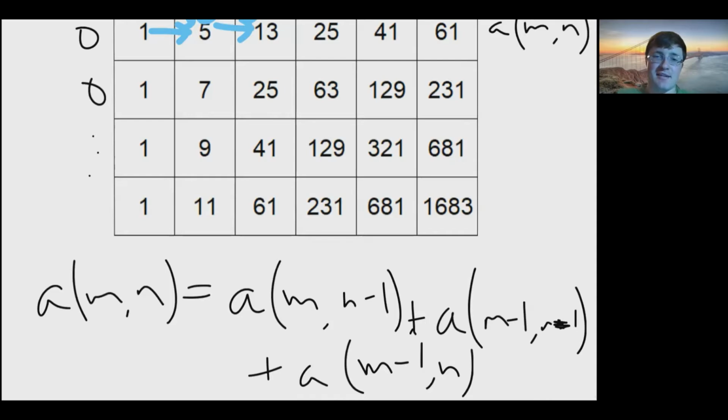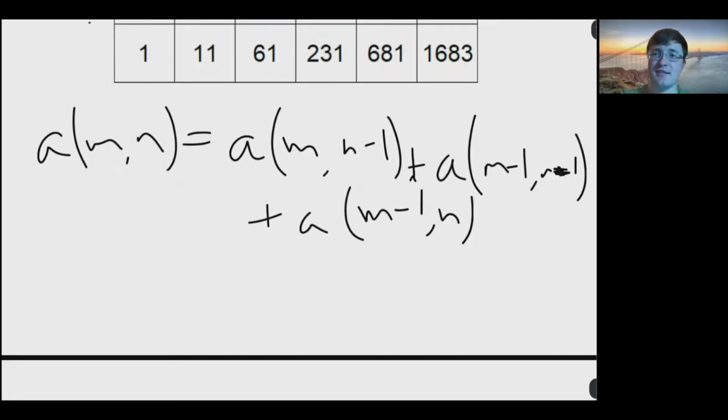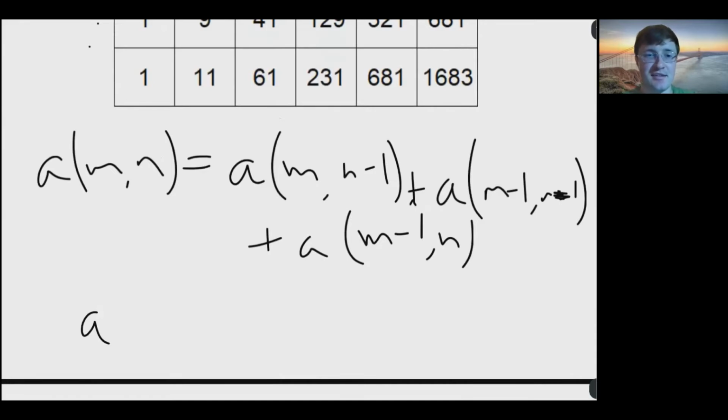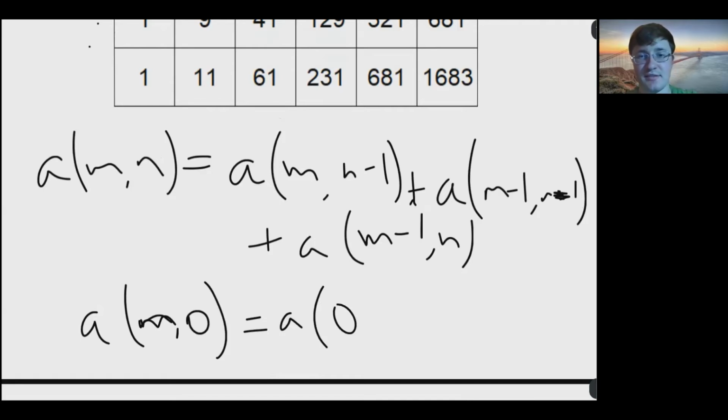And we have the initial conditions that A(M,0) equals A(0,N), which is 1 for any non-negative M and N. So our goal is to find a formula for these A(M,N)'s. The trick that we're going to use is to apply generating functions.